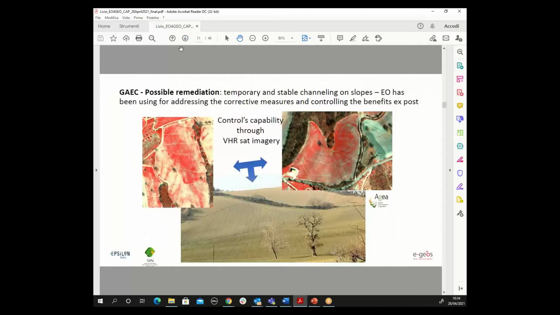With remote sensing data, beyond the damage, we can also see the possible remediation. The possible remediation on a slope, for instance, is to put in stable channeling for reducing the soil erosion, and we can see at the bottom the ground truth and the corresponding satellite image, to check if the behavior of the farmer was correct or not.